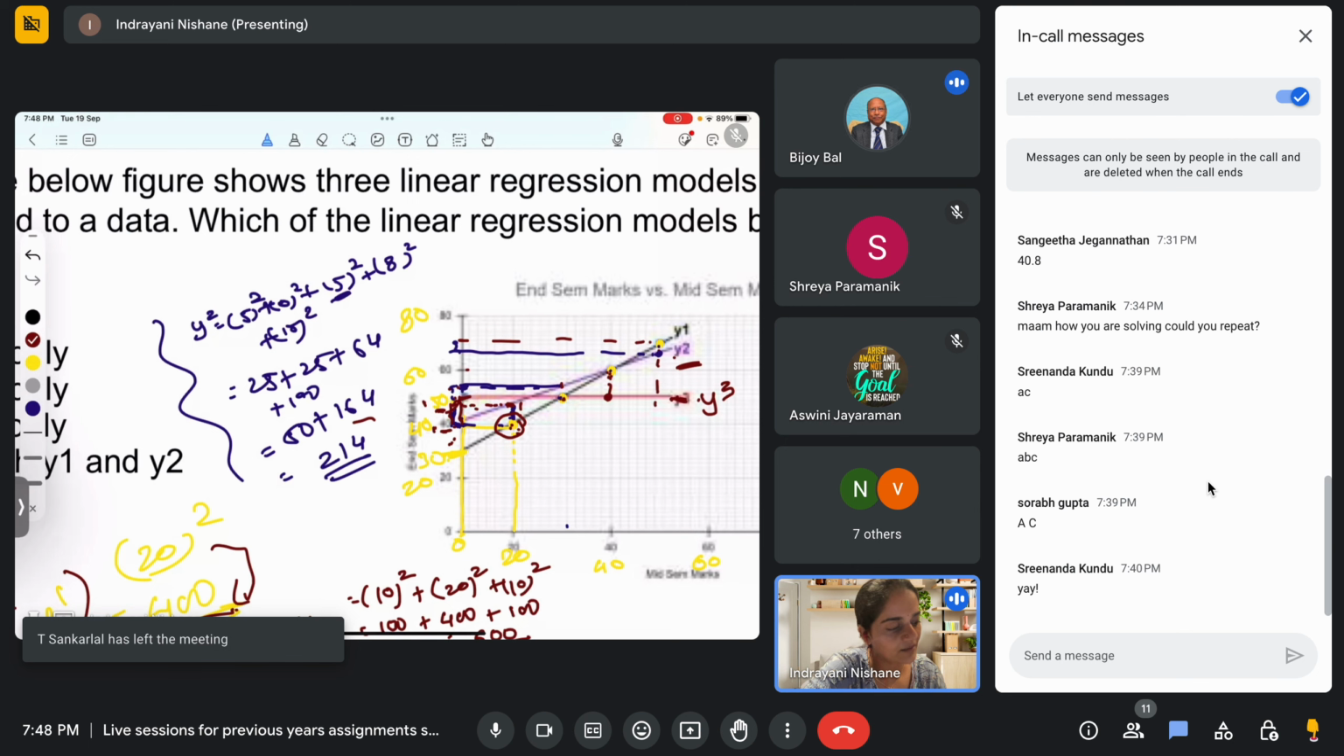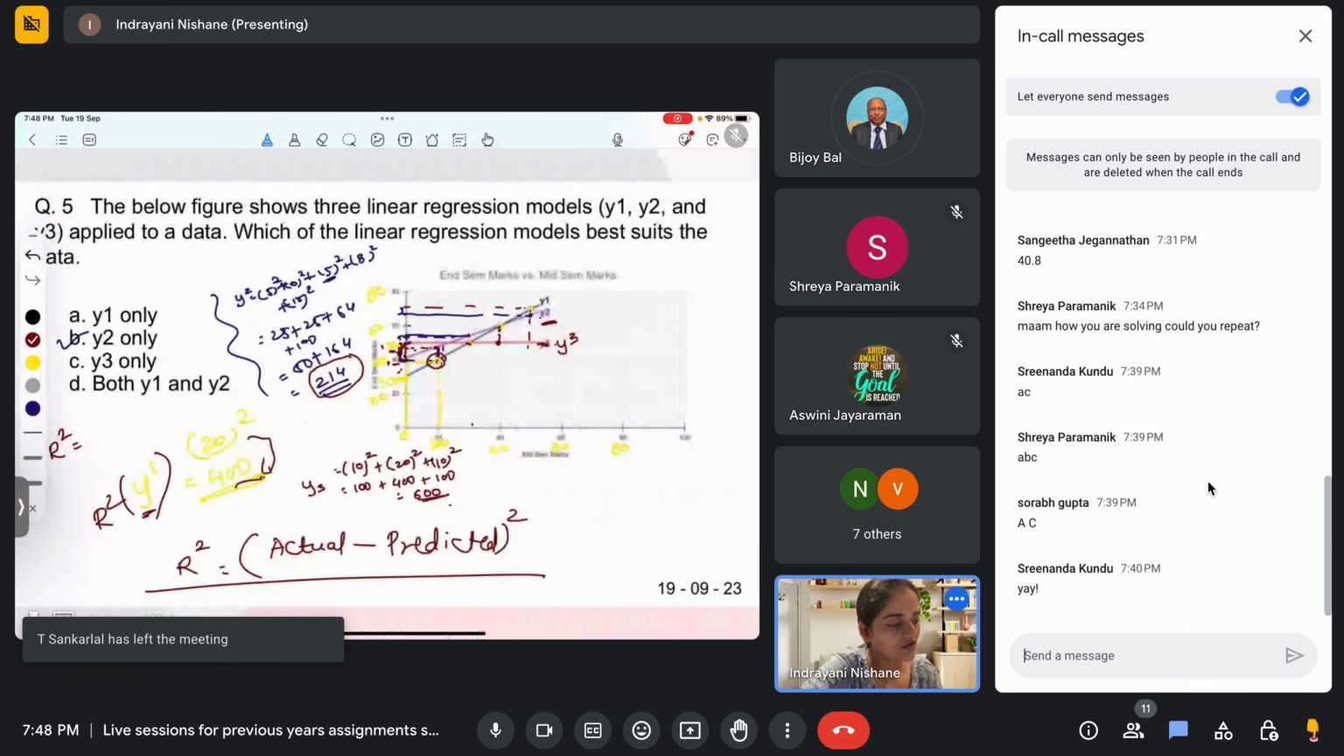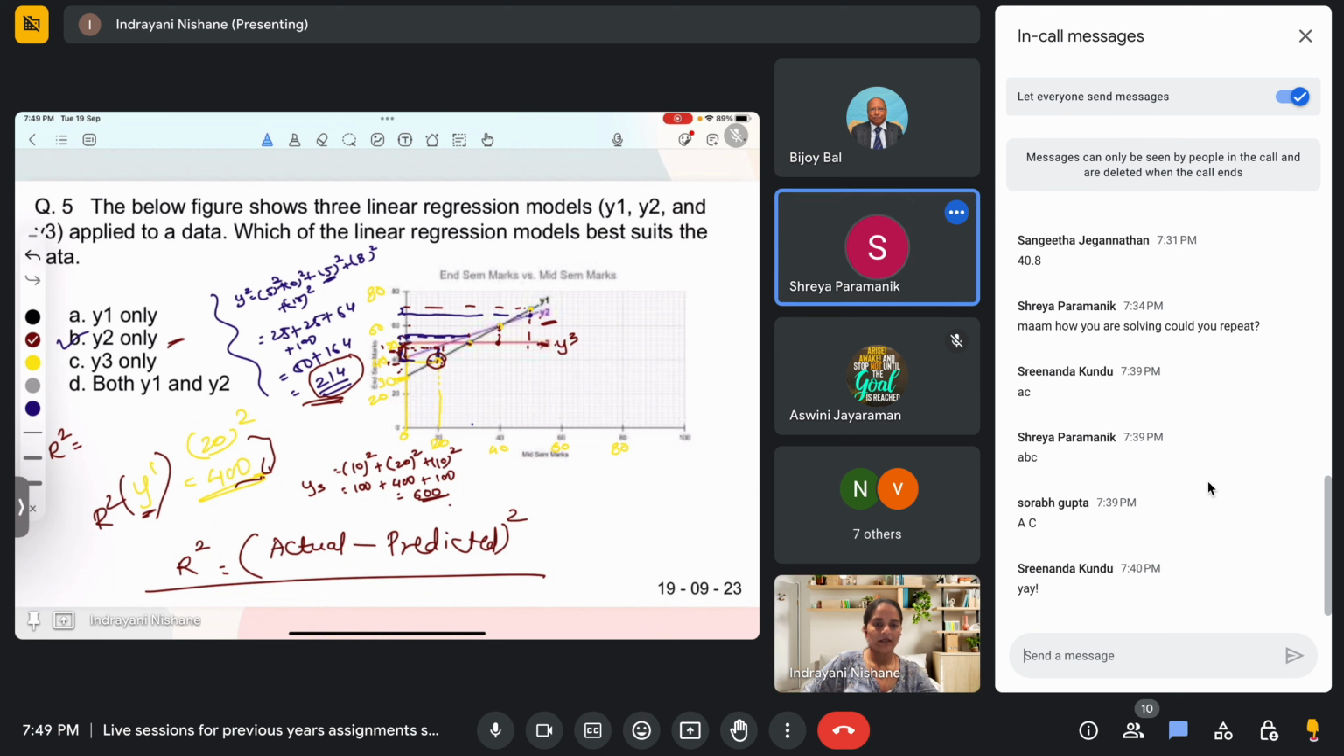So this difference came out to be 214. So the least value for R square is 214, which is y2. So that's why the answer was B, y2 only.